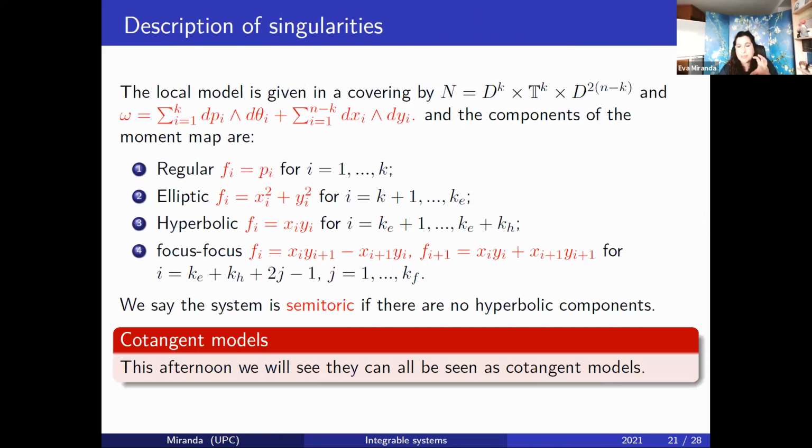And then what is the local normal form? You have some functions that look like ellipses, some functions that look like hyperbolas, and some functions that come in pairs that account for these focus-focus singularities. What's nice, and that's the first thing that you will do in half an hour, is to prove that these are cotangent models. Indeed, that you can see all these models as a cotangent lift.